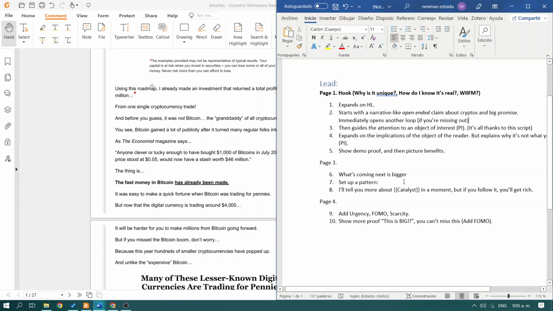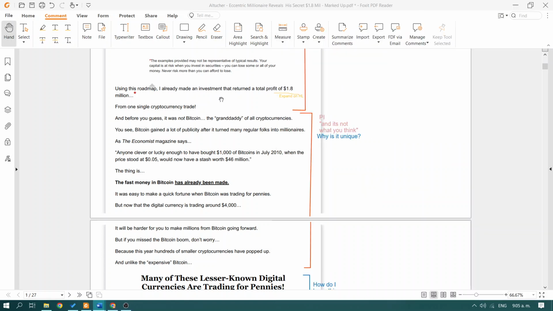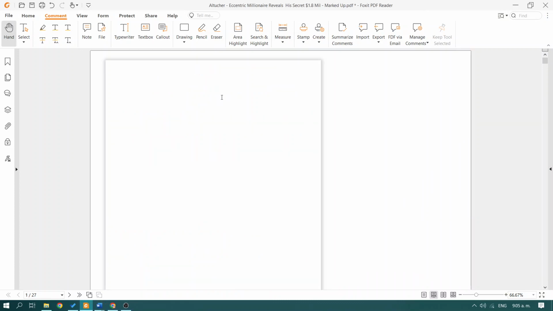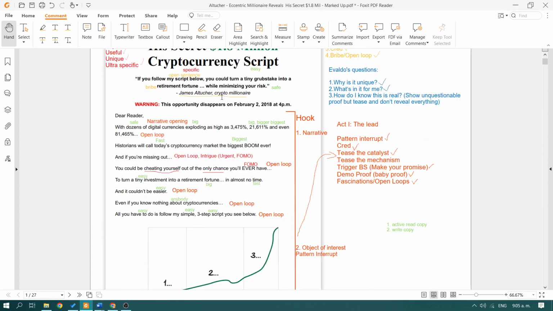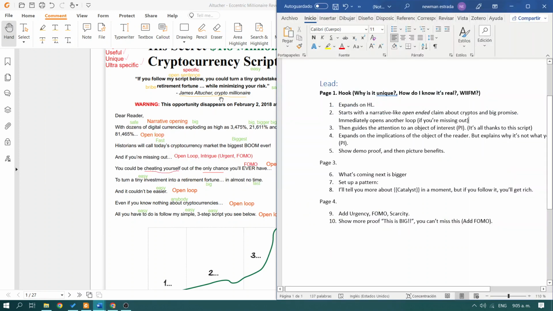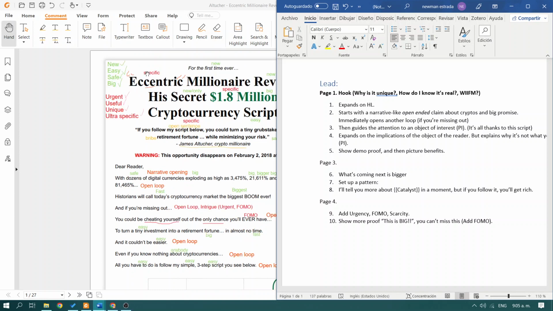So in the lead, page one, he answers some objections like, why is it unique? How do I know it is real? What's in it for me? That's page one. These are my notes, right? This is what I've noticed. And how does he do that? Well, the hook expands on the headline. Right, these are my notes. This is what I'm noticing.